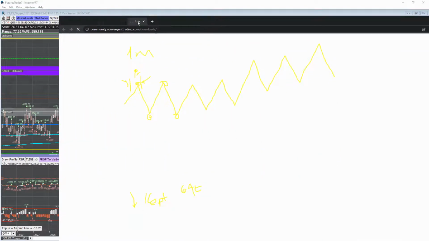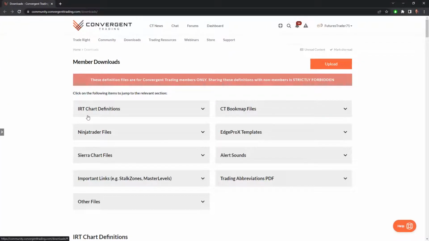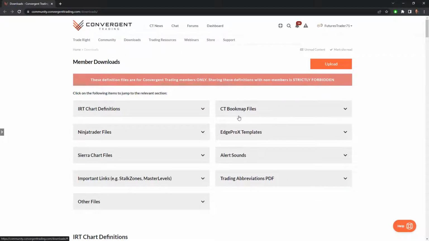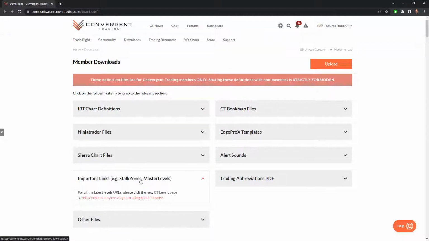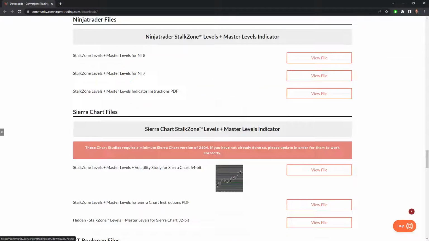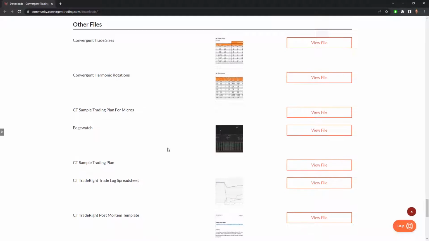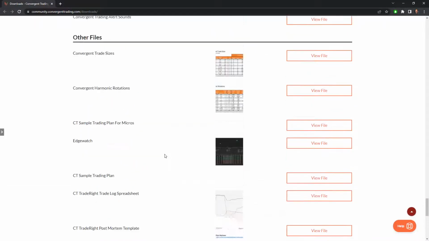So here, I'm loading it. This is from your portal. I have a portal just like yours. These are where the bookmap definitions are, the IRT definitions, your links, all that stuff. Under other files, if you click, it'll bring you down to this area that has all kinds of goodies. There's a lot of goodies in here, okay?